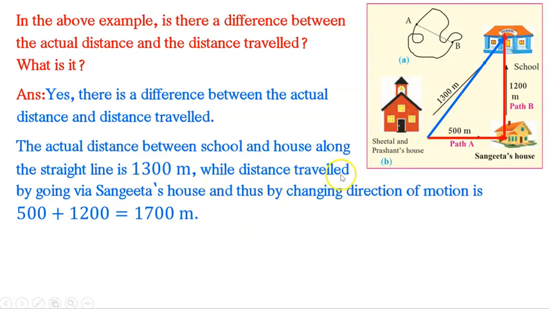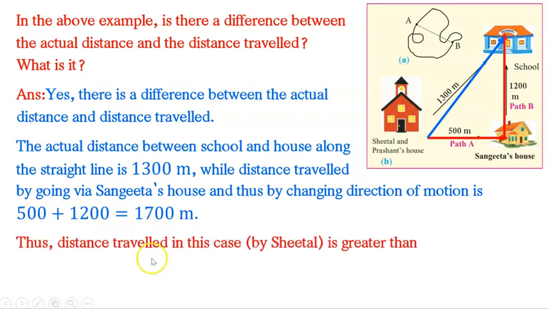Okay, while the distance traveled by going via Sangeeta's house, if she goes via Sangeeta's house, how much distance will it take? Thus by changing the direction of the motion, it is 500 first from Sheetal's to Sangeeta's house, 500 meter, and next plus 1200 meter, that is the total is 1700 meter. Okay, thus the distance traveled in this case by Sheetal is greater than the actual distance. How much was the actual distance? 1300 meter. Okay.